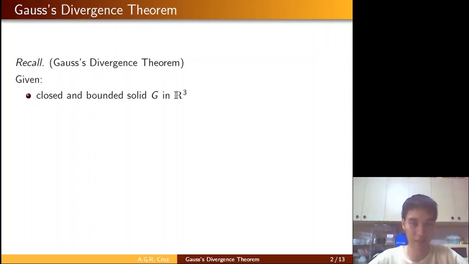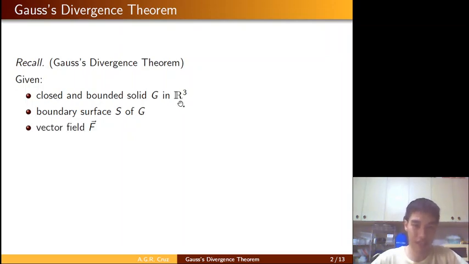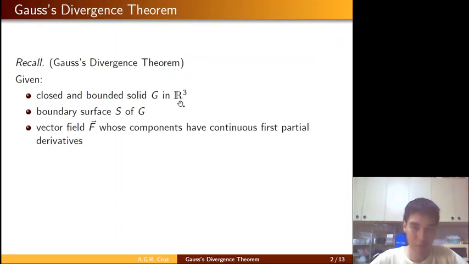Ano yung kailangan natin for this? Number one, we need a closed and bounded solid G in R3. Tapos apart from this bounded and closed solid, we will also need the surface S, the boundary surface S of G. In other words, itong surface na to, this should enclose G. Okay? And then apart from these two, we also need a vector field F whose partial derivatives are continuous. So yung components niya, dapat continuous yung kanyang first partial derivatives.